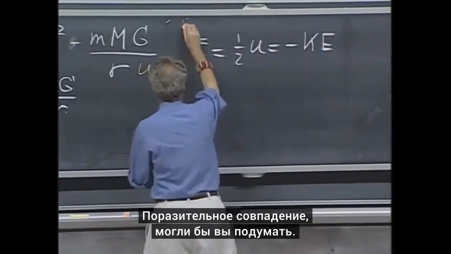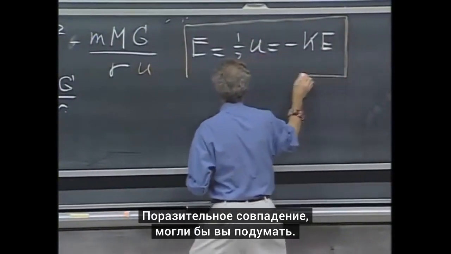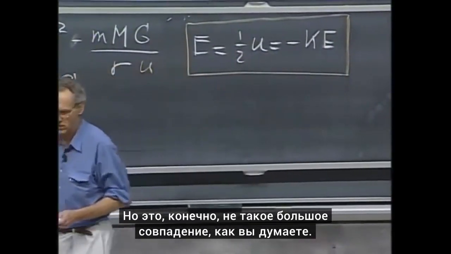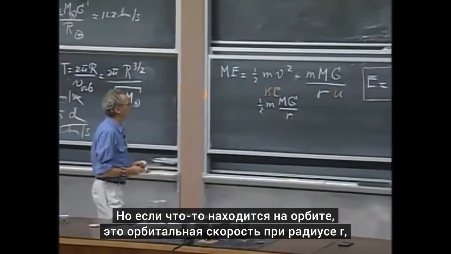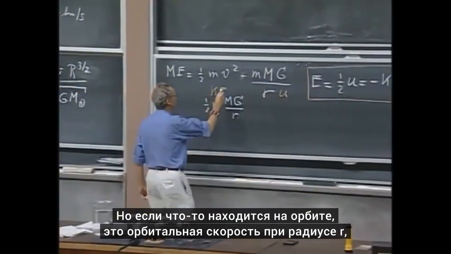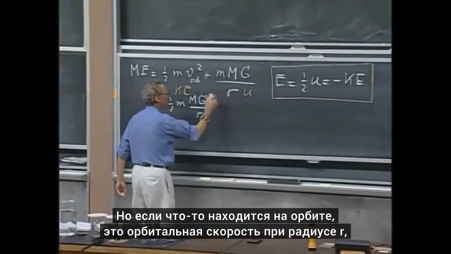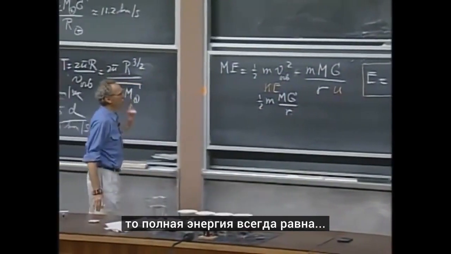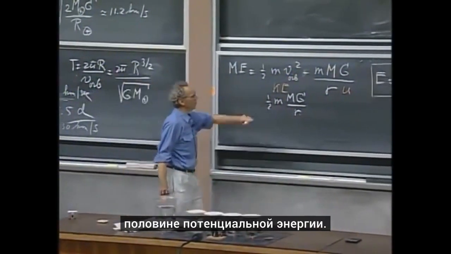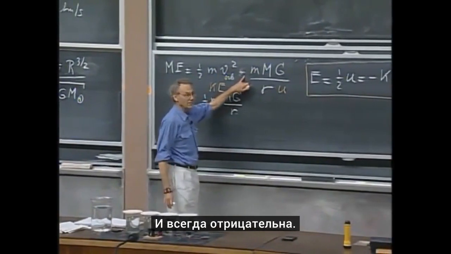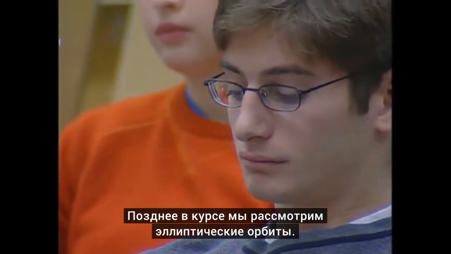A remarkable coincidence, you would think, but it's not as much a coincidence as you think, of course. If something is in orbit, this is the orbital speed at radius r, then always its total energy is half the potential energy. It's always negative. Okay, later in the course we will cover elliptical orbits.